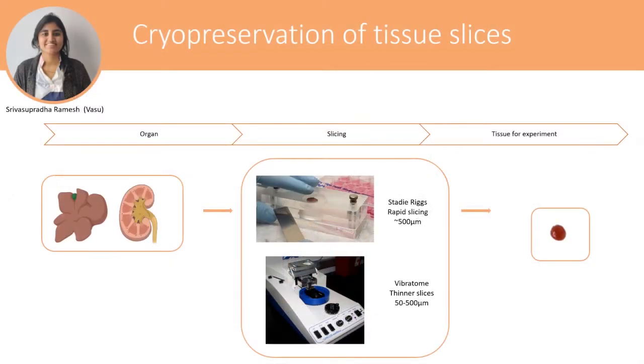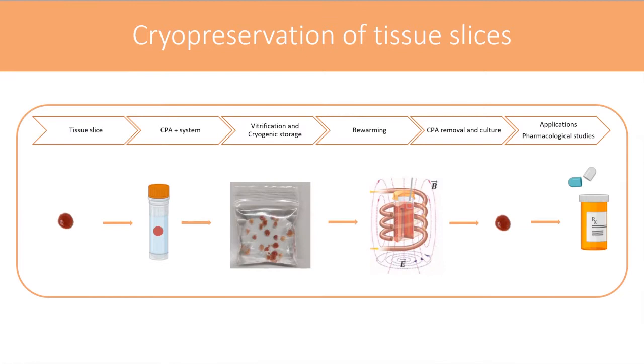So a quick overview about the cryopreservation of tissue slices would involve harvesting the organ and slicing them into small 5 or 8 millimeter tissue cores. We can either use the Stadie-Riggs for rapid slicing, which gives us thicknesses of 500 microns, or a vibratome, which gives us thinner slices, 50 to 500 microns in thickness. Now the tissue slices are then diffused with CPA, vitrified, rewarmed, and the CPA is removed and the tissue slices are cultured. And now these slices are ready to be used for various applications, the most prominent ones being pharmacological studies, where these slices can be used for drug discovery.